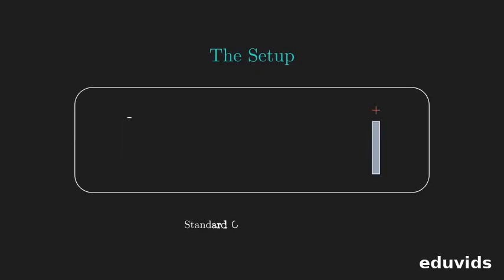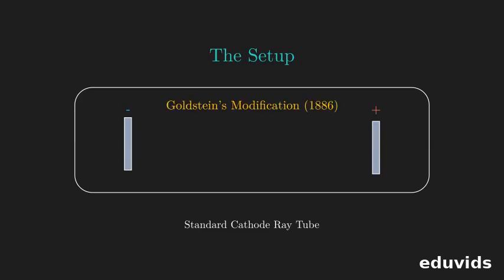First, recall the cathode ray tube produces negatively charged particles, called cathode rays or electrons. In 1886, scientist Eugen Goldstein used a similar tube but made a crucial modification to the cathode plate. He installed a flat metal cathode with many small holes or channels called perforations.